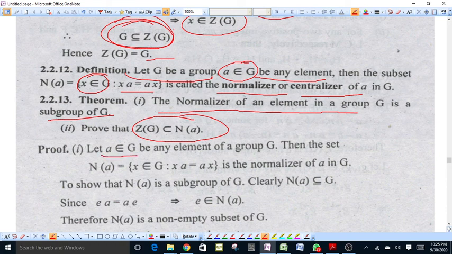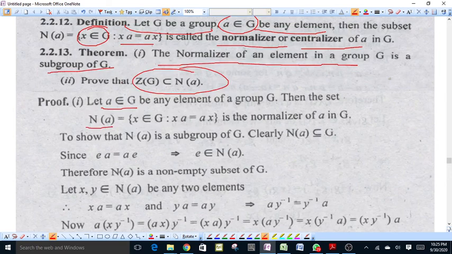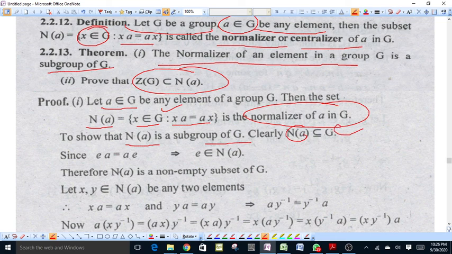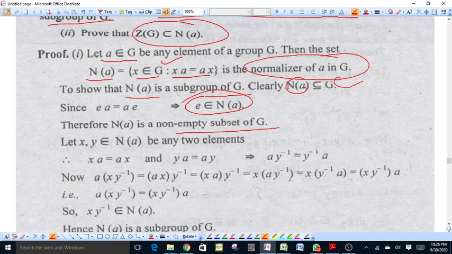Let a be an element of G, then the set N(a), which is equal to the set of all those elements x of G such that xa is equal to ax, is the normalizer of a in G. Now we have to show that N(a) is a subgroup of G. Clearly, N(a) contains elements which belong to G. This means N(a) is a subset of G. Also, ea is equal to ae, because e is the identity element of G. This means e also belongs to N(a). This means N(a) is a non-empty subset of G.